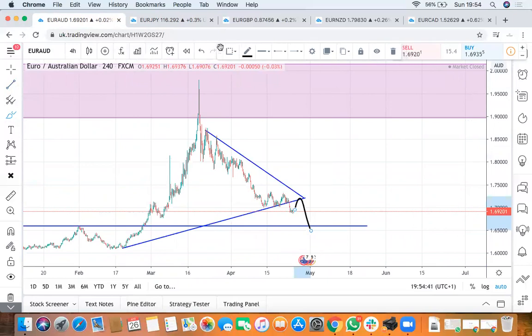Yeah, that's the euro. That's euro analysis. I think I missed Euro USD. So I'll be doing Euro USD with the pound pairs, and then we'll do the USD pairs after that.